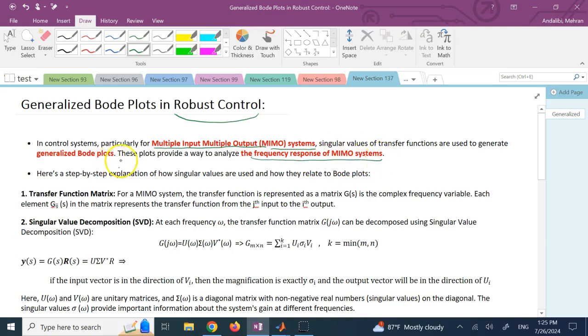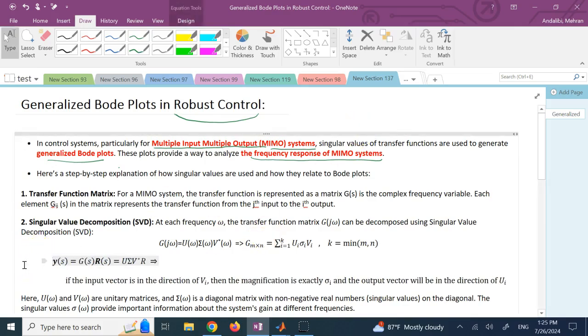And in SISO, one of our most common tools for frequency response was the Bode plot. So the question is, can we basically use these Bode plots for MIMO systems? Now that you don't only have a single transfer function, you have a matrix of transfer functions. Can you still do that? And the answer is absolutely you can. So let's go ahead and see how we can take care of that.